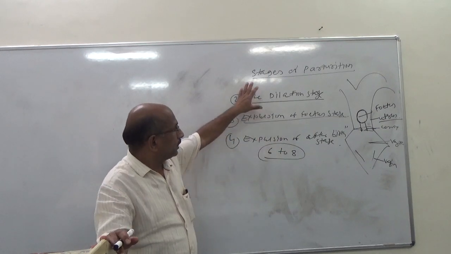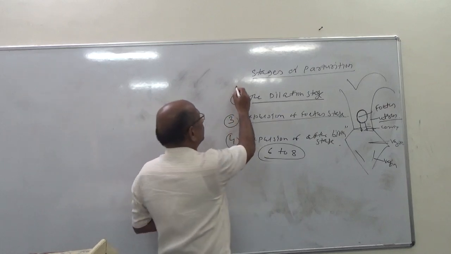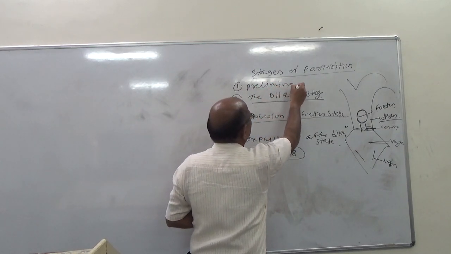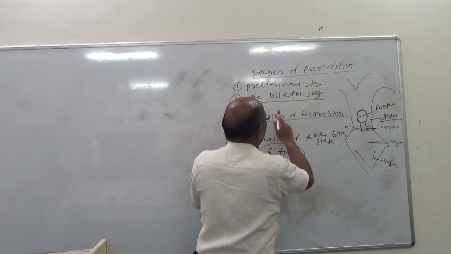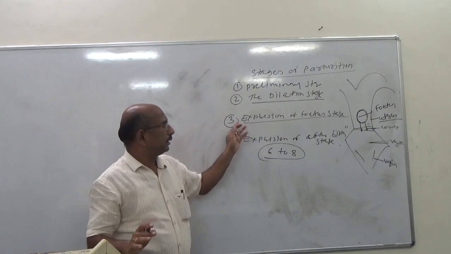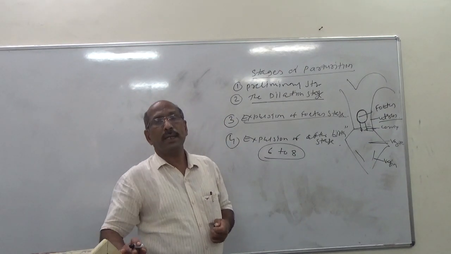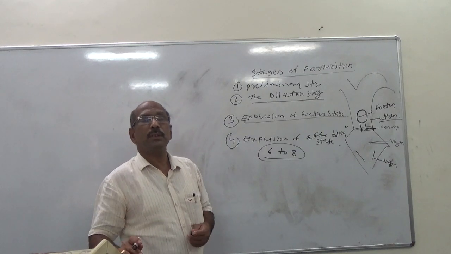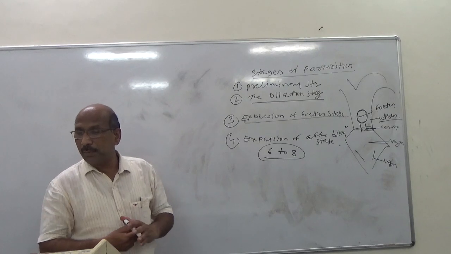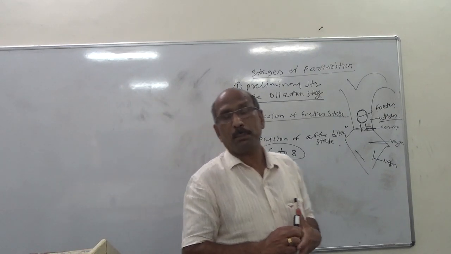So these are the stages of parturition. The first is the preliminary stage. Second is the dilation of the cervix. Third is the expulsion of the fetus stage. And the fourth is the expulsion of the afterbirth stage. So the second topic, parturition, is completed.